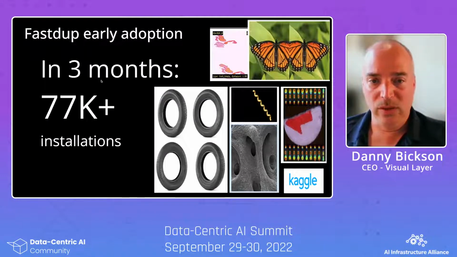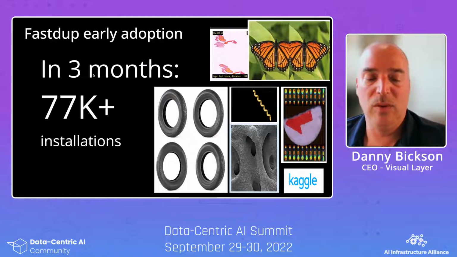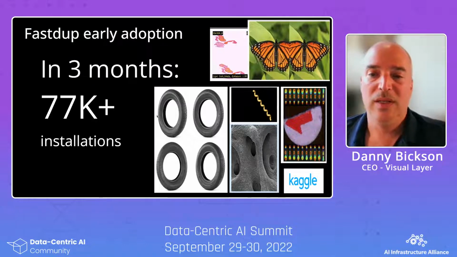So we released the tool 3 months ago, and overall we see amazing adoption from the computer vision community. We got almost to 80,000 installations, and we start to see a lot of different contributions. For example, those are all kinds of cool Kaggle notebooks that we find in different areas where they show that the FastDup tool is gaining a lot of insights on different types of datasets.